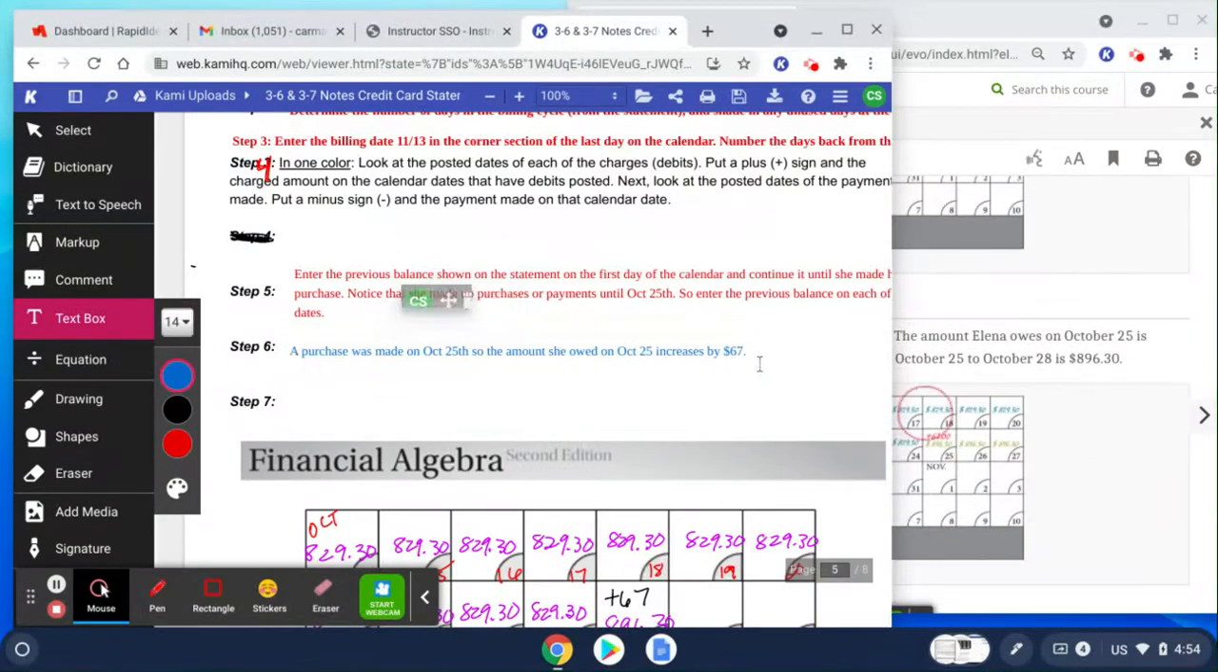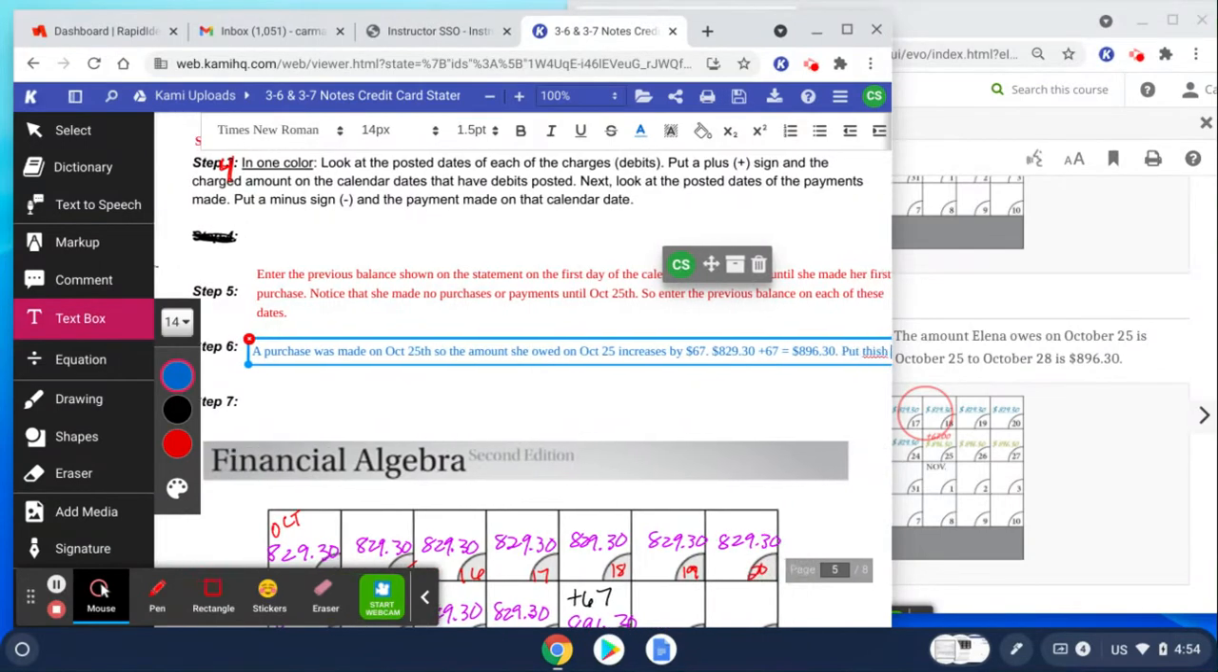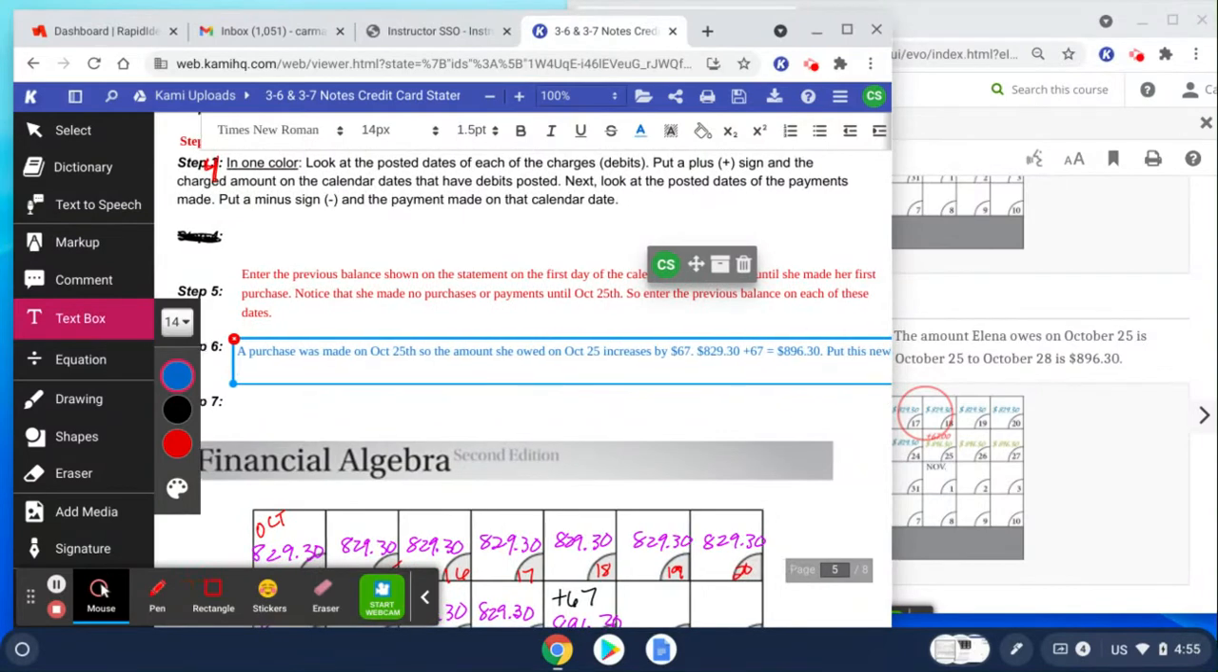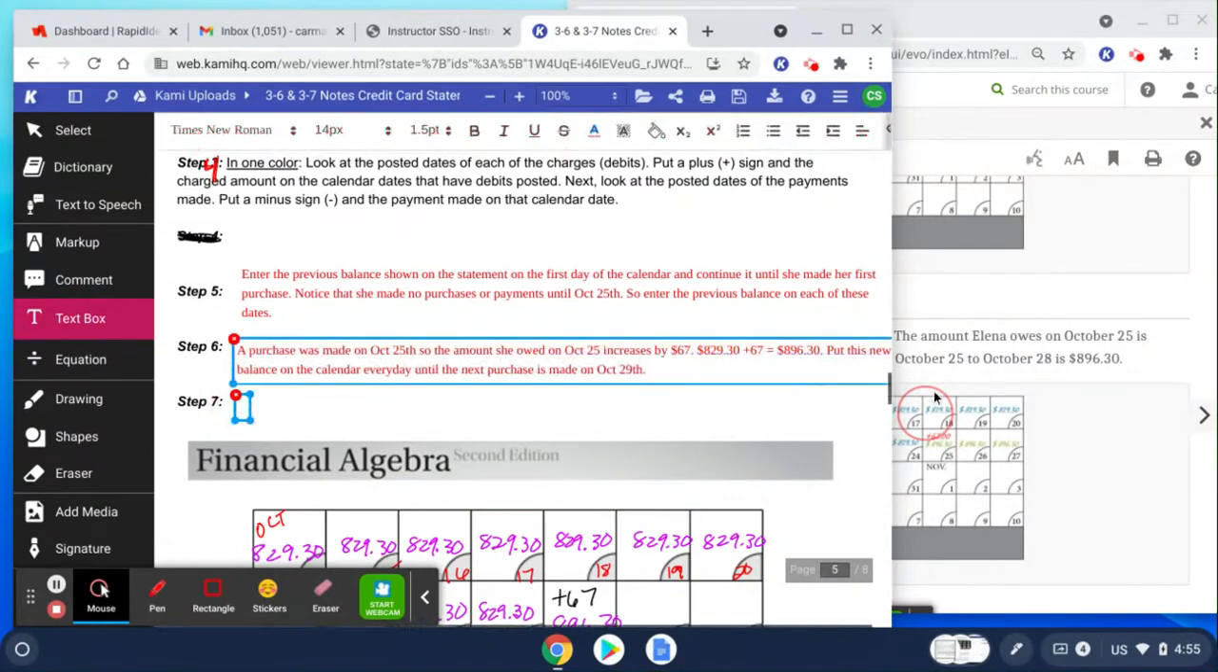And so that adding to the balance, we do the 829.30 plus 67, and that gives us 896.30. Put this new balance on the calendar every day until the next purchase is made on October 29th. Okay.